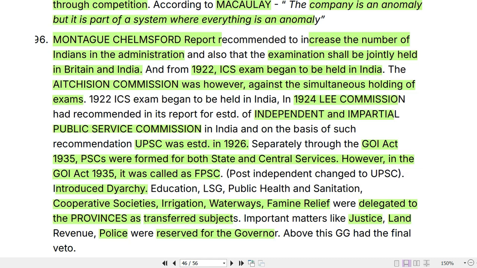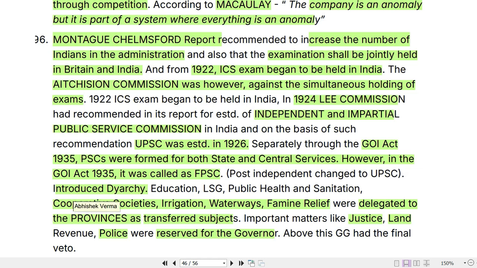साथ ही साथ गवर्नमेंट ऑफ इंडिया एक्ट 1935 में सेंट्रल सर्विसेज और स्टेट सर्विसेज के लिए वेरियस पब्लिक सर्विस कमीशंस बनाने की मांग की गई थी. However, in the Government of India Act 1935, these public service commissions were called the Federal Public Service Commission.